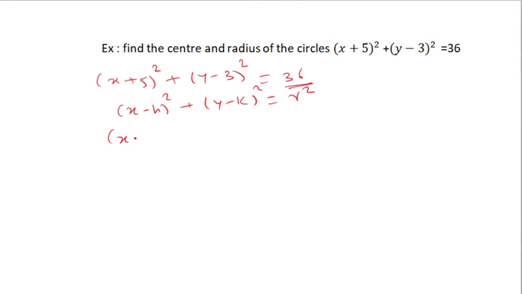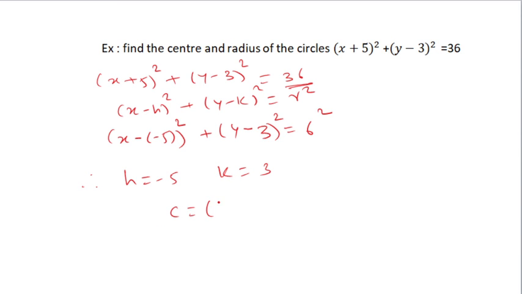Now what do we write? x minus minus 5, so plus 5 bracket square, plus y minus 3 bracket square is equal to 6 square, 6 square is 36. Therefore, what is the value of h? h is equal to minus 5 and k is equal to 3. Therefore, center is h comma k, that is minus 5 comma 3. And r is equal to root of 36, r is equal to 6.